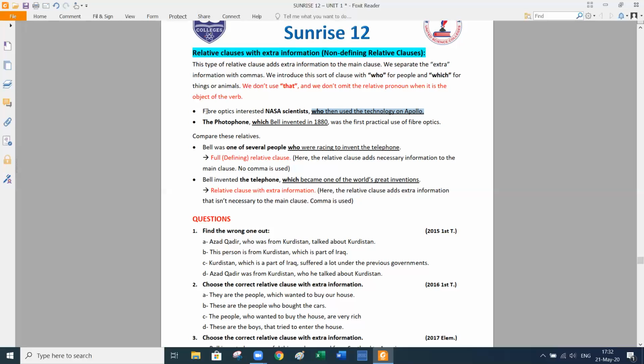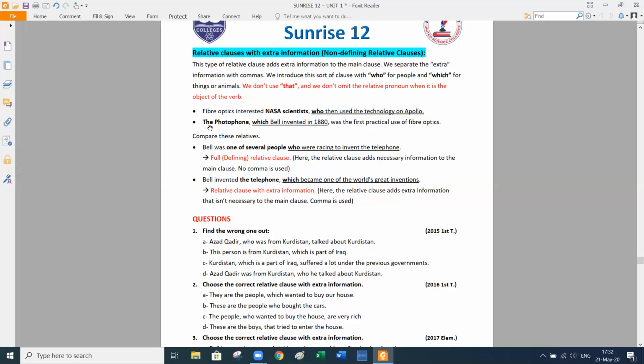So it's not fiber optics. It's not the subject. It's NASA scientists. I marked it bold, you can see. NASA scientists is what "who" refers to. And the relative clause is giving extra information about NASA scientists. It's already at the end of the main clause. So I put a comma, write the relative clause, and put a full stop at the end.